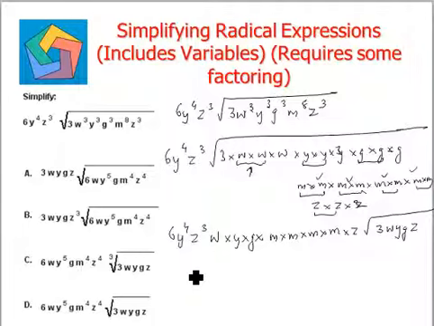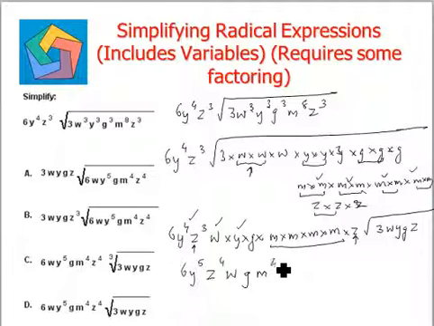So now we combine outside the radical. 6, y to the power of 4 and y to the power of 1 is y to the power of 5, z cubed and z to the power of 1 is z to the power of 4. W will exist alone because there is no other w. Then we have g also as a single, and m we have 4 m's, so this combines to make m to the power of 4. Inside the radical we have 3 w y g z.